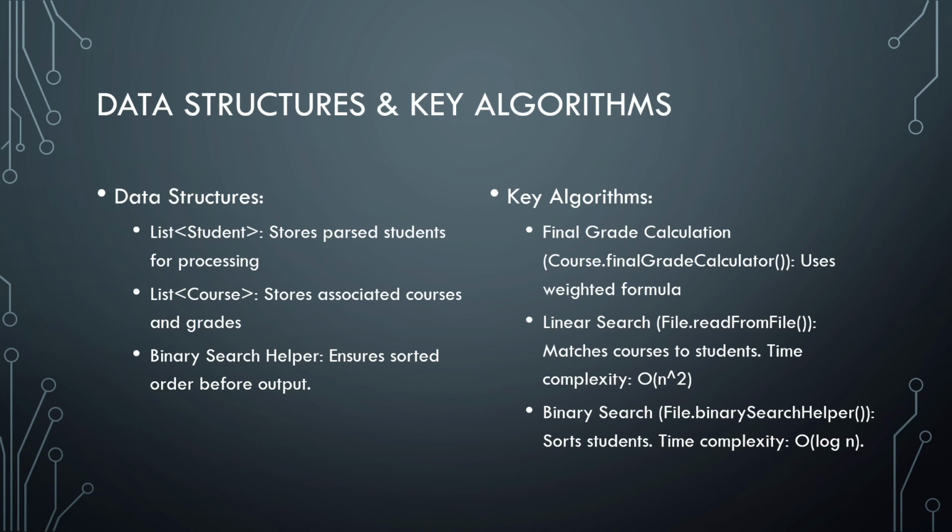For key algorithms, final grade calculation in course.final grade calculator uses a weighted formula. Linear search in file.read from file matches courses to students with a time complexity of O(n²). Binary search in file.binary search helper sorts students with a time complexity of O(log n).